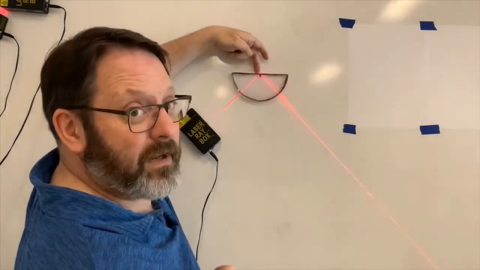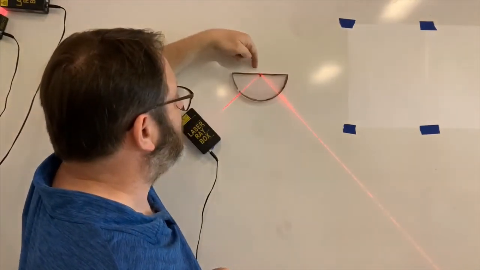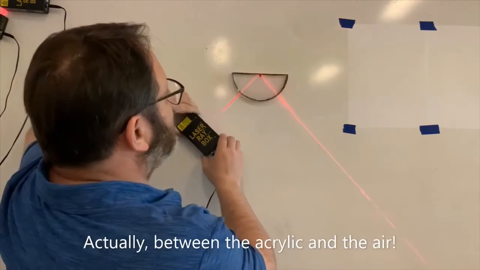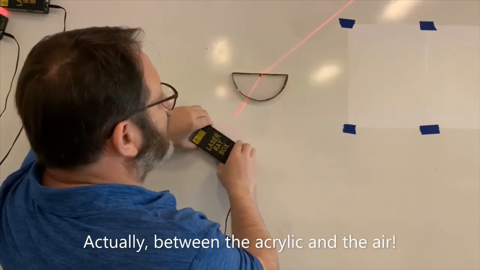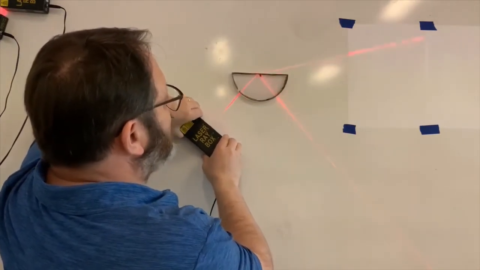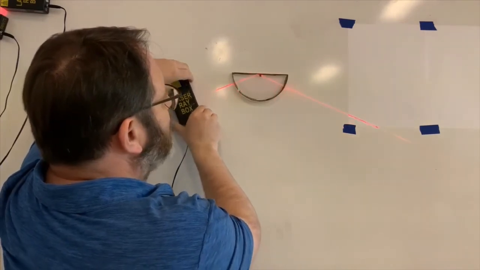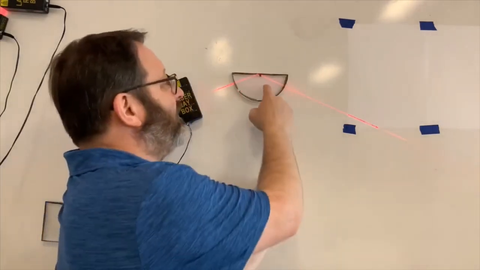Remember, this is not a mirror. This is just a surface between the acrylic and the glass. Light can get through it easily, but once you pass the critical angle, it can't pass through there at all. It all stays internal to the acrylic.